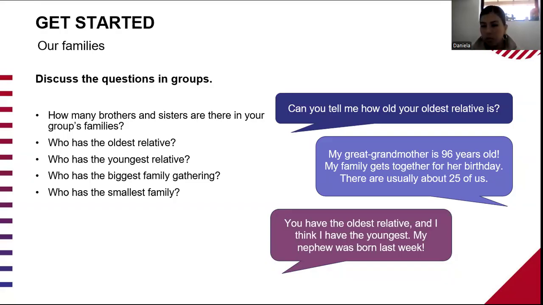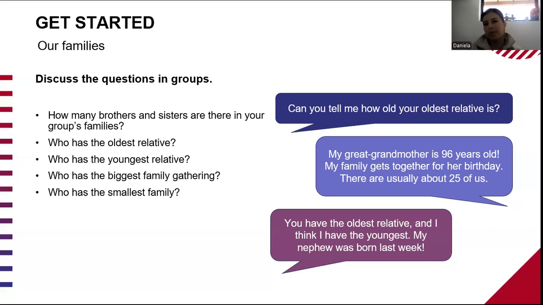When you ask those types of questions, you can answer, for example, in the case of who's the oldest relative, you can say, my great grandmother is 96 years old. My family gets together for her birthday. There are usually about 25 of us. That's when we talk about big family gatherings. Okay.